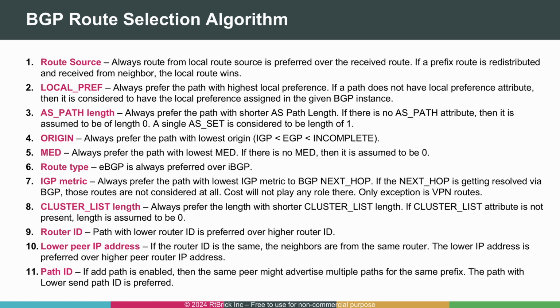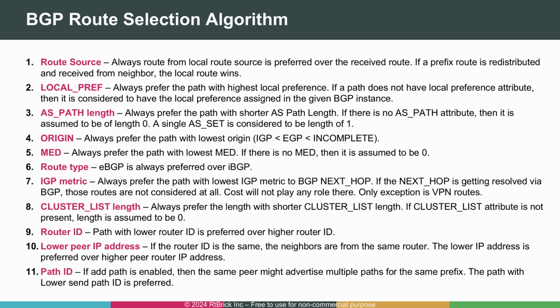The first criterion for selecting the best route is the lowest route source. A route from the local route source is always preferred over a received route. For example, if the same prefix is redistributed and received from a neighbor, the local, redistributed, route will be preferred. If multiple paths still exist, the path with the highest local preference value is preferred. Note that local preference is the only BGP path attribute where the higher numerical value wins.